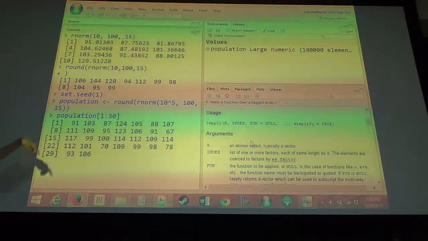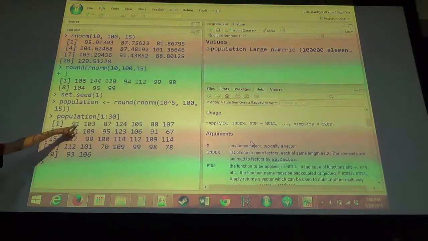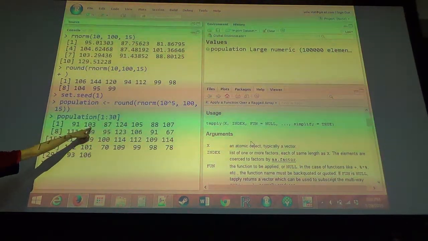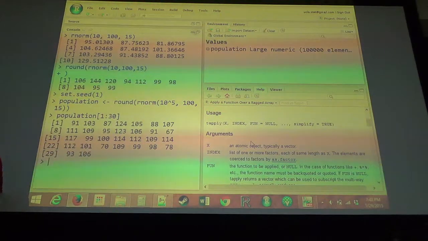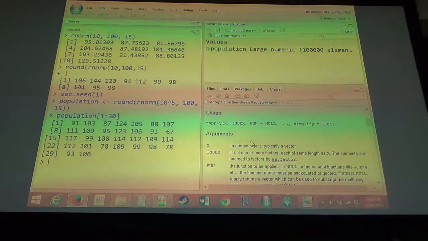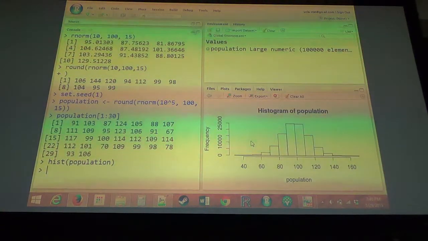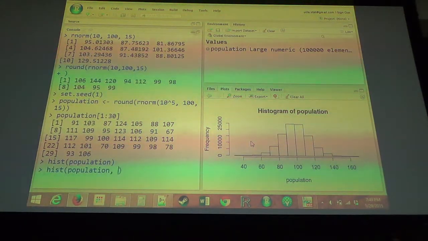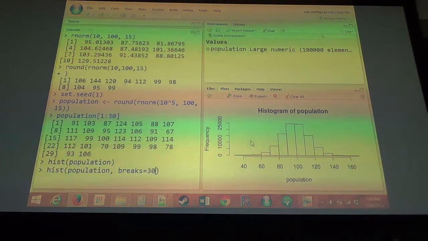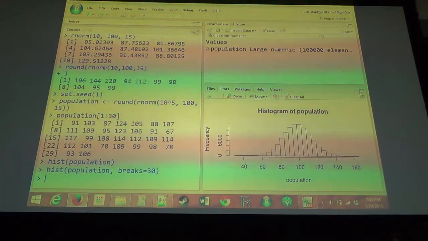And we see these are different people. So this represents a person with an IQ of 91. This represents a person with an IQ of 103 or something like that. And I could ask, what is the histogram of population? And it looks like that. I'm going to increase the number of breaks so it looks a little bit prettier.